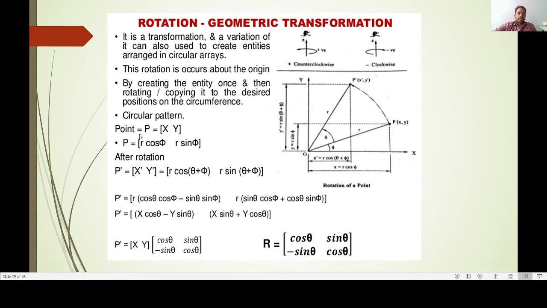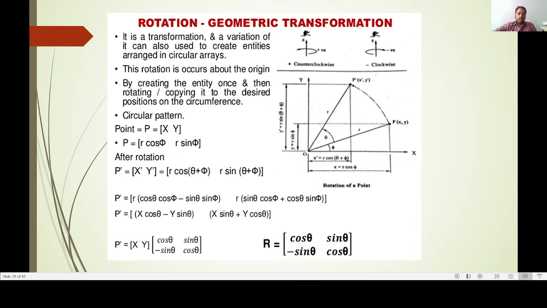So the point is represented by x, y. So the point is x equals r cos theta and y equals r sin theta, because the x component is represented by cos theta as it is the horizontal component, and the y component is the vertical component, so it can be represented as r sin theta. After rotation, p dash will be equal to x dash and y dash, which is r cos(theta plus phi), then r sin(theta plus phi).